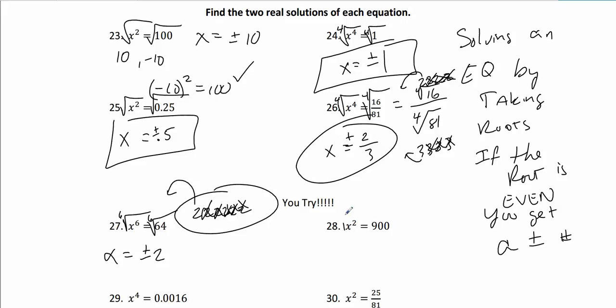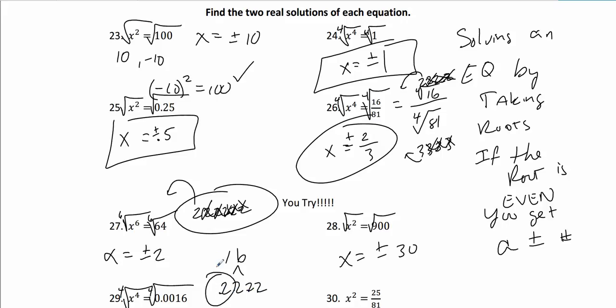Square root of 900. Well, that's just plus and minus 30. Square root of 900 is 30, so plus and minus because it's an even root. Fourth root of 0.0016. Remember, 16 is 2, 2, 2, and 2. We did this before. We have 4 decimal places, we have 4 numbers, so each of these is going to get a decimal. So I can pull out that. So x equals plus and minus 0.2.